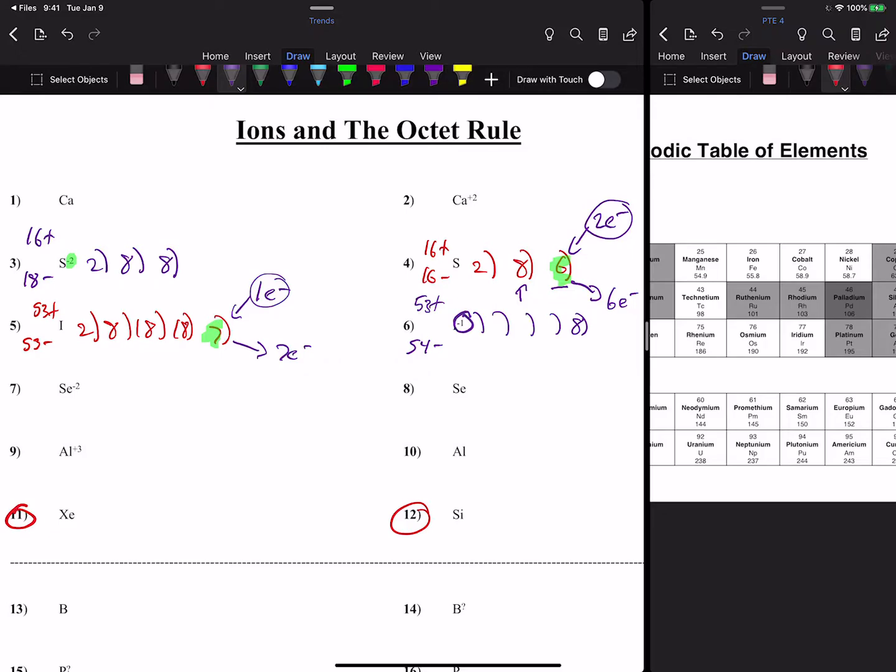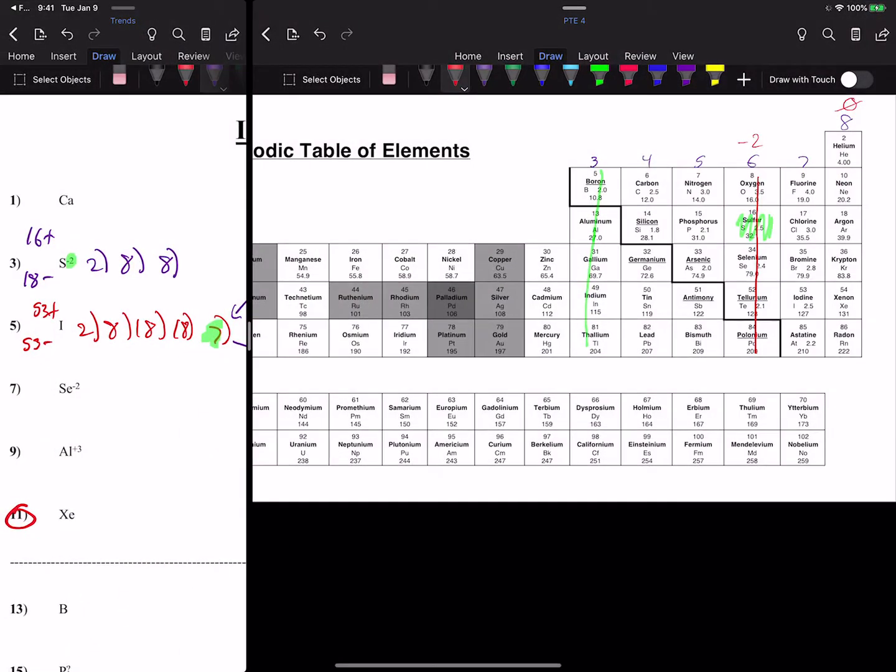On our periodic table, we should go to iodine. Here it is. If we know what iodine does, then we know what all the elements in this column do. They all form ions with a -1 charge.